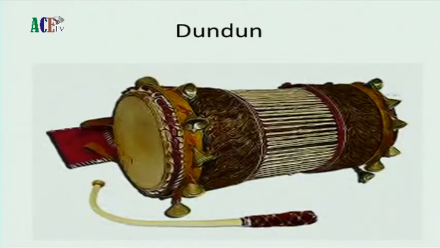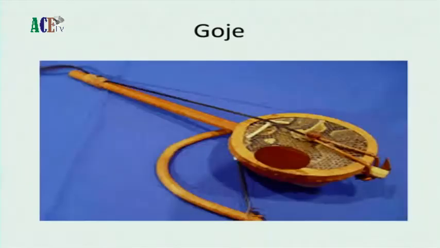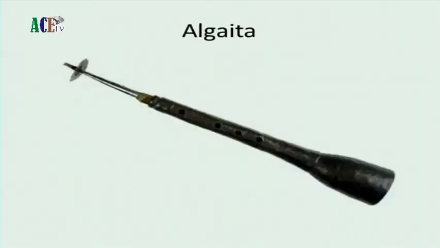We have the dundun. Just to show you the small variety of dundun here. And we also have the goje. You saw something close to this in the other lectures we once had. The goje is a cacophonic instrument. And we have the alligator. Okay, these instruments are widely distributed.